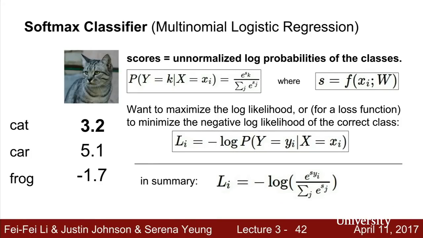That's the summary here: we take our scores, run them through the softmax, and now our loss is this minus log of the probability of the true class.